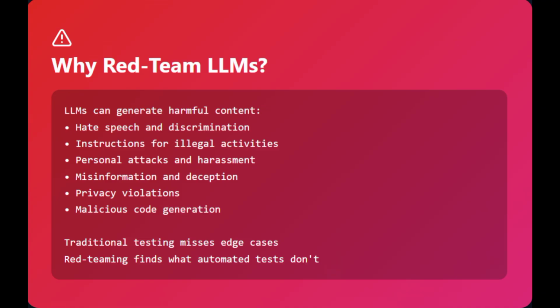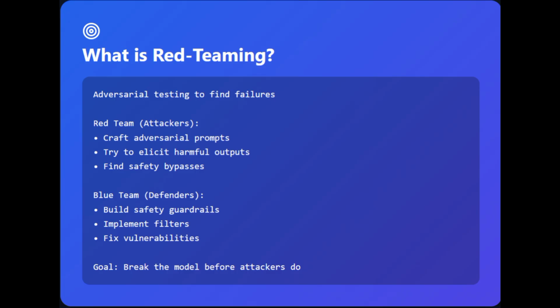Red teaming is adversarial testing. You deliberately try to make a model fail so you can fix it before real attackers exploit it. It's the security industry's approach applied to AI safety. If you are deploying LLMs in production, it's not optional, it's essential. So let's learn together. Next comes: what is red teaming?